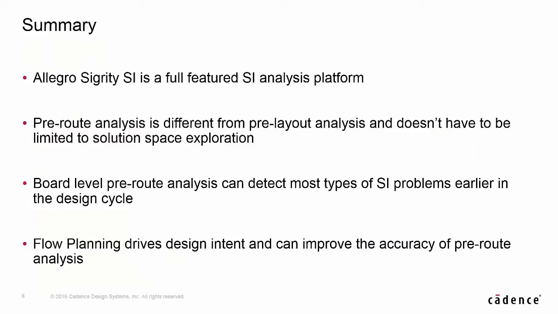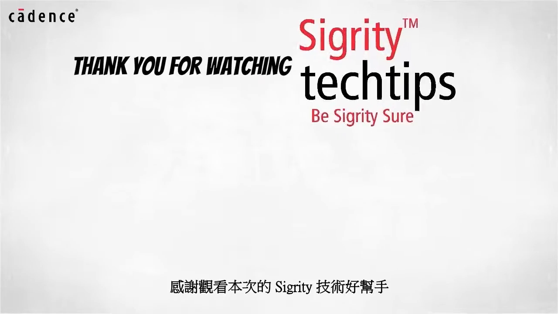In this demo, you've seen just a few of the features found in Allegro Sigrity SI. We've seen that pre-route and pre-layout are in fact different types of analysis, and that pre-route can be used to detect SI problems earlier in the design cycle. Pre-route is the best time to find out if you need any terminators, as they are too painful to add post-route. And finally, we've seen that because flow planning drives design intent in terms of how the routing will take place, it can be useful at the pre-route stage to improve the accuracy of SI analysis. Flow planning can also lead you to placement edits or changes, which are also painful after investing any time in routing.